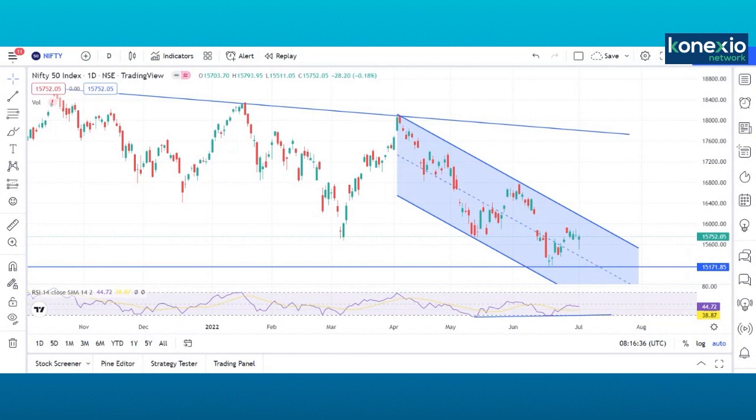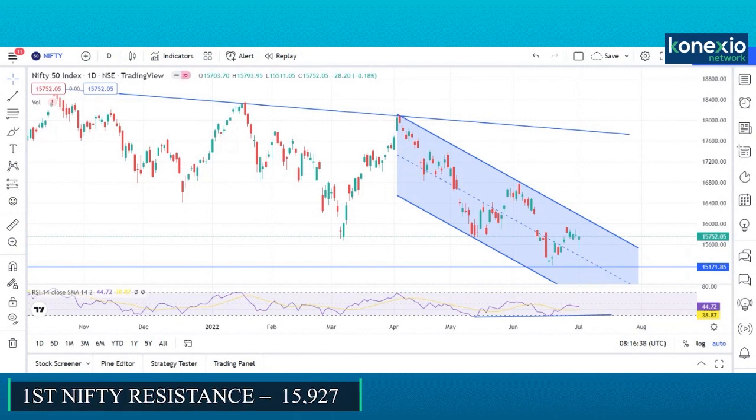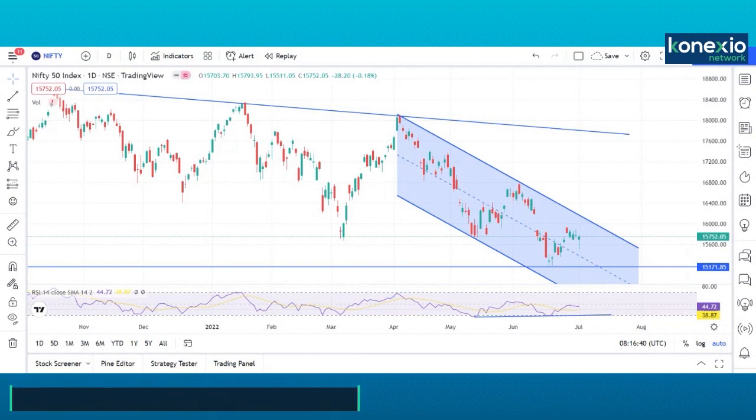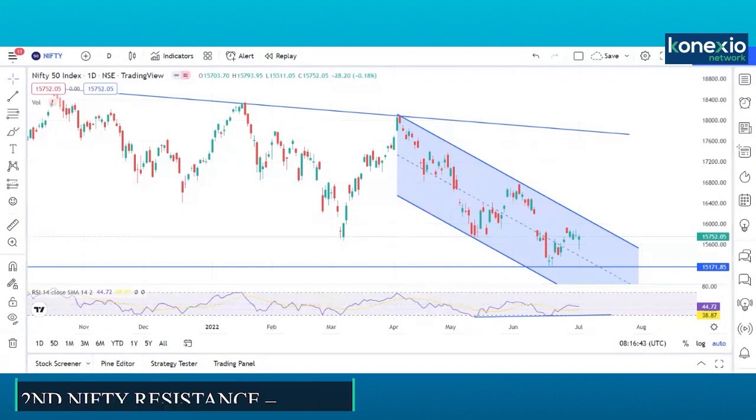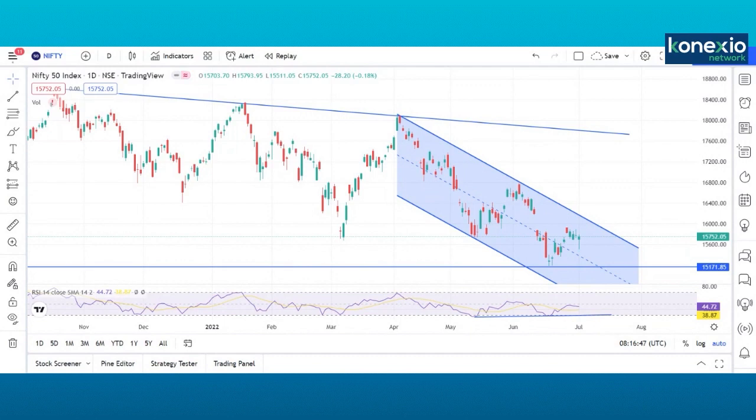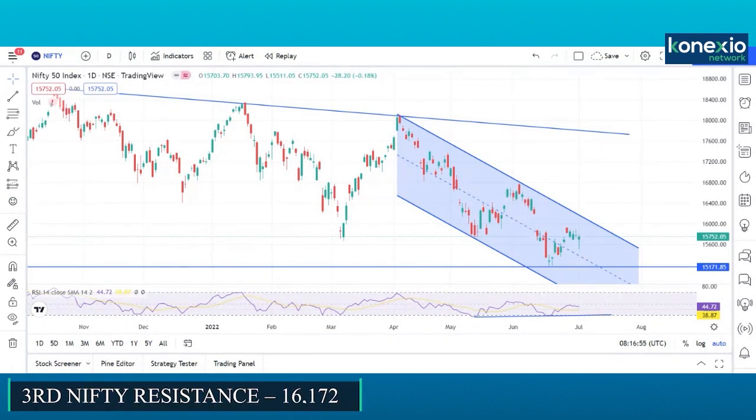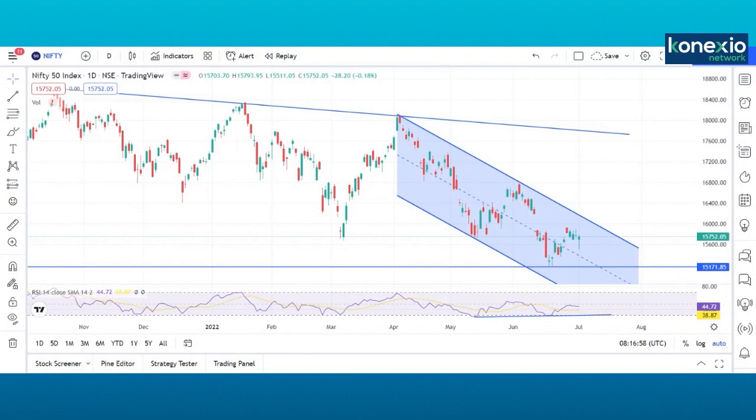Whereas on the upside, the first resistance is placed at 15,927. Second resistance is placed at 16,006, which is a psychological mark. Once it breaks there, then Nifty might be out of the woods. So the third resistance would be 16,172. So these are the important supports and resistances in Nifty for the next week.